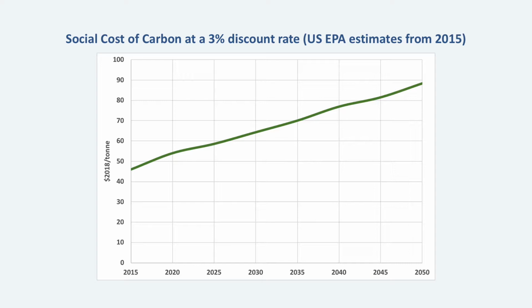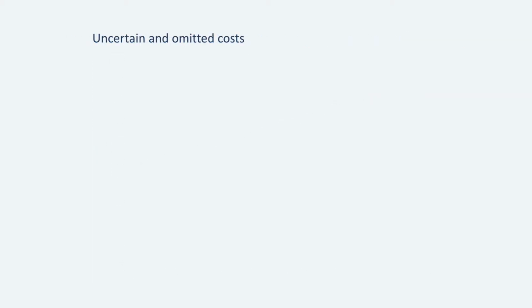This is a very useful and well-founded set of estimates that is probably as good as can be expected at the moment. However, there are some important issues with calculating the social cost of carbon. Many of these issues suggest that there are good reasons to suppose that modelling underestimates the true social cost of carbon. The first set of problems is uncertain and omitted costs. It is simply very difficult or impossible to know what damage climate change will cause or what the cost of the damage will be.